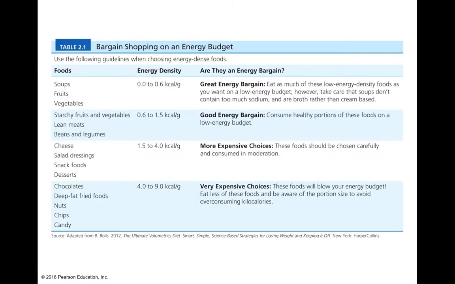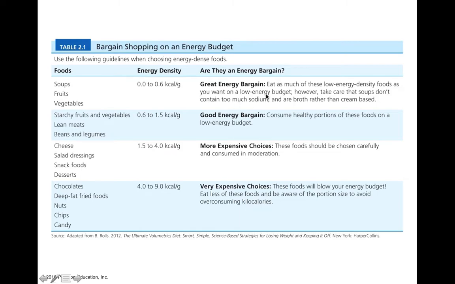All right, so this is talking about bargain shopping on an energy budget. So what does that mean? If you're looking for energy dense foods, you're going to be looking at whether or not they have the right amount of energy per kilogram. Something like soups, fruits, and vegetables are really good energy bargains because you can eat as much of these low energy dense foods as you want on a low energy budget.